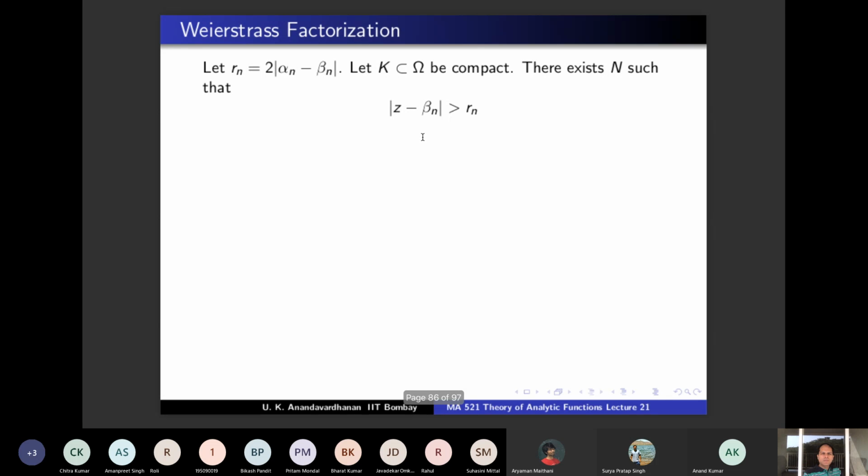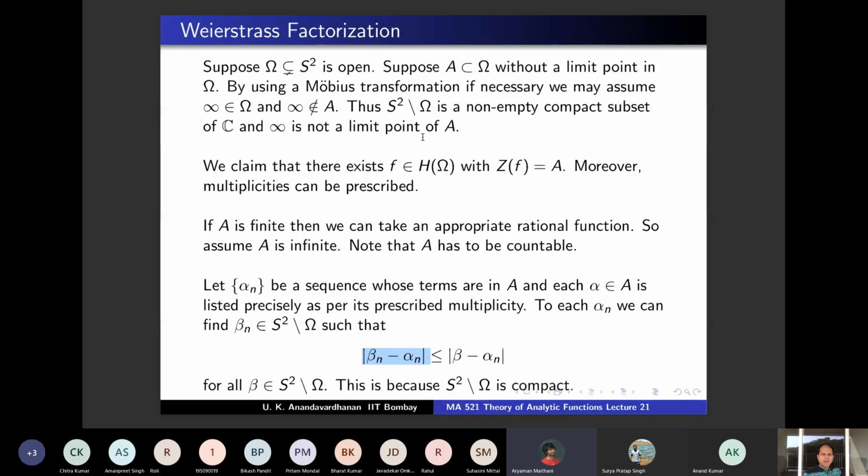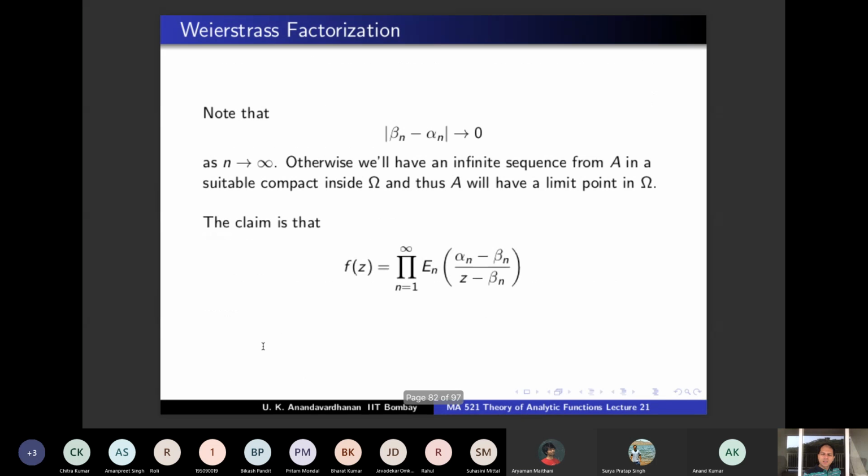Where are beta n's from? Beta n are outside K, right? Outside omega. Yes, beta n is in S2 minus omega. So beta n is outside omega, therefore outside K.